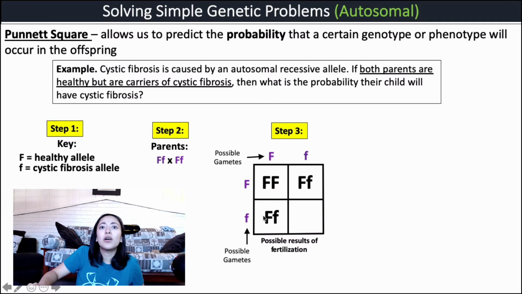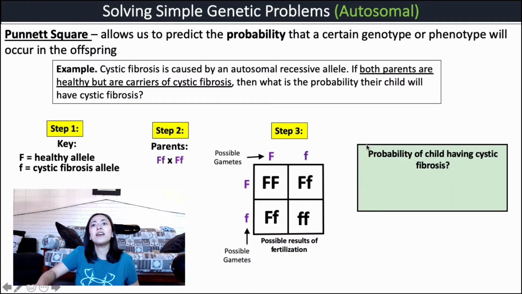If there are two different letters, I always put the capital letter first. You want to stay consistent when you do problems like this. And then in the last square here, if this gamete fertilized that gamete, it would be little f, little f.